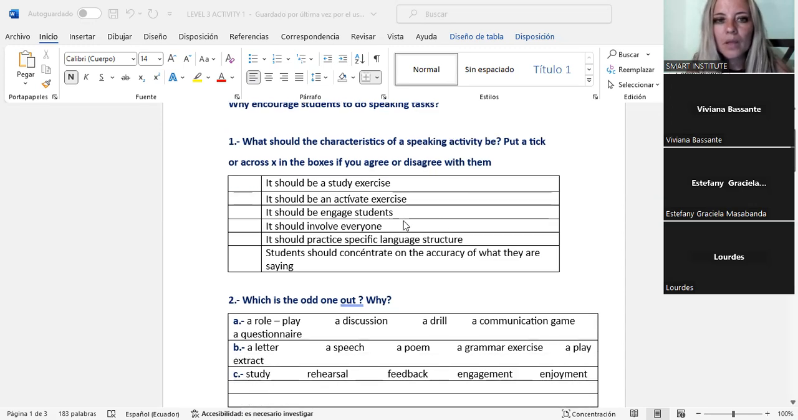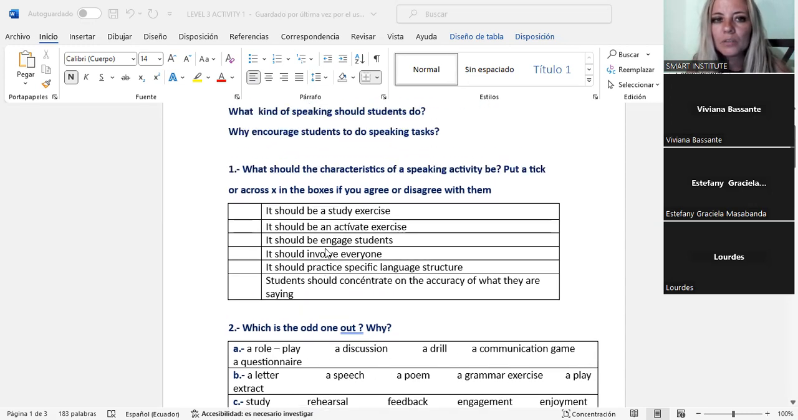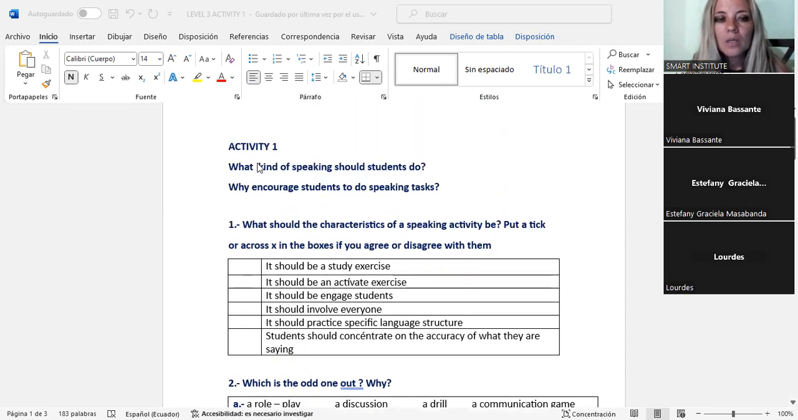Okay. Are you ready? Remember that you have to explain. Number two, you have to explain. What kind of speaking should a student do? Why encourage a student to do a speaking task? You have to explain it.